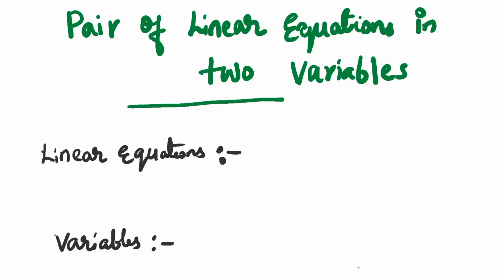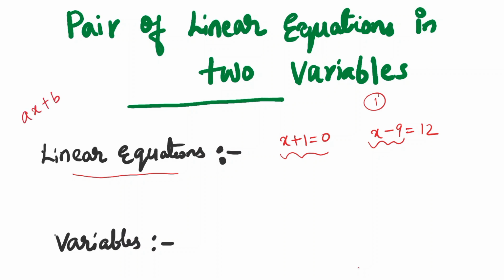Let us discuss the summary of the chapter pair of linear equations in two variables. First of all, we have to understand what a linear equation is. If you write some equation like x plus 1 equals 0 or x minus 9 equals 12, we can say the power of this equation is 1, right? So we can call the equation a linear equation, and if the expression is in the form ax plus b, we can call it a linear polynomial, right? But if the power is a square term, suppose x square plus 2x plus 1 equals 0, we will call it a quadratic equation, right?